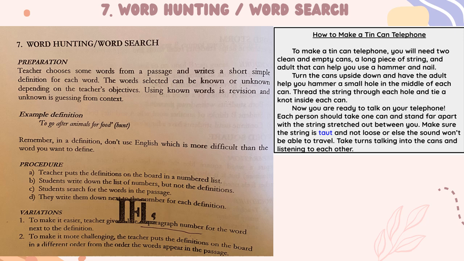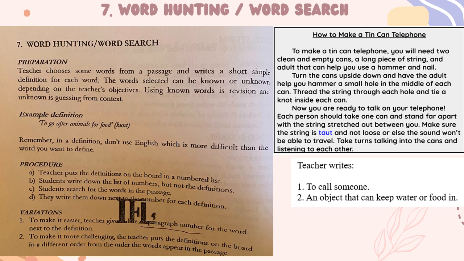To do this technique, the teacher writes definitions on the board from 1 to 5, for example. So 1, to call someone. 2, the object that keeps water or food in. By the way, make sure you use the words that are already known to students in your definition so that they're not confused.